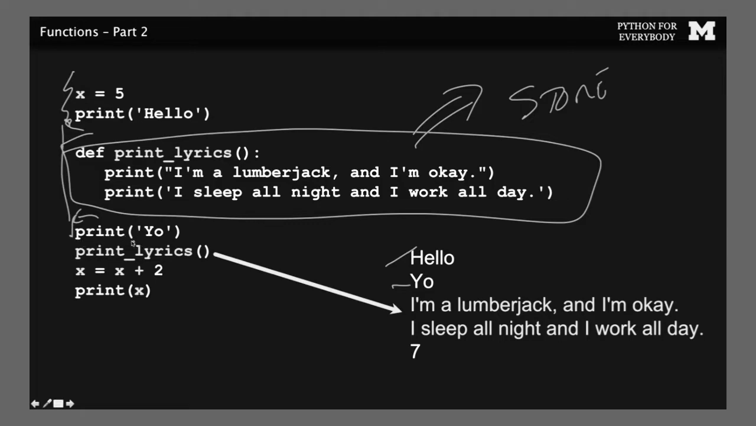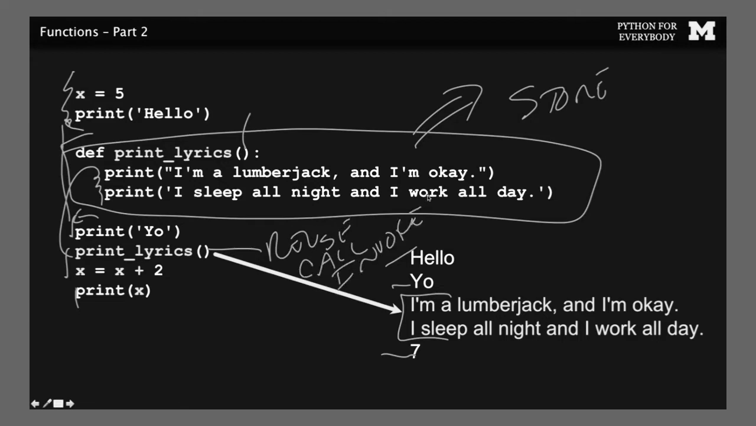Again, print is a function, has parentheses with parameters. This has parentheses with no parameters. We didn't put any parameters in. We'll get to that in a second. Print lyrics now says, oh, run this code. So out comes these 2 print statements. Then we add 2 to x, print it, and then out comes 7. So this is the store. This is the reuse. This is the call. This is invoke. Okay?